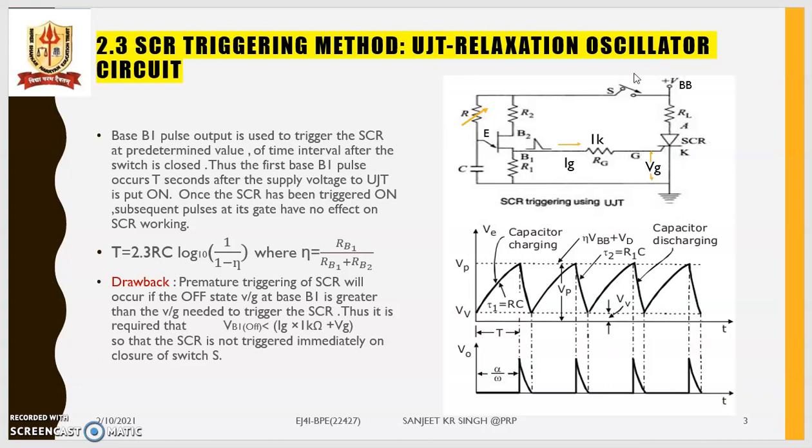One drawback of this method is that there could be false triggering of the SCR when the off voltage of base 1 is greater than the minimum voltage required to turn on the SCR. So the off voltage should be less than the voltage Vg plus Ig into Rg.